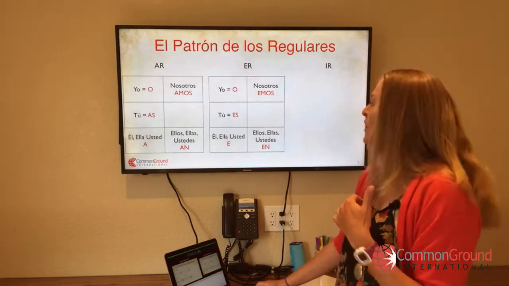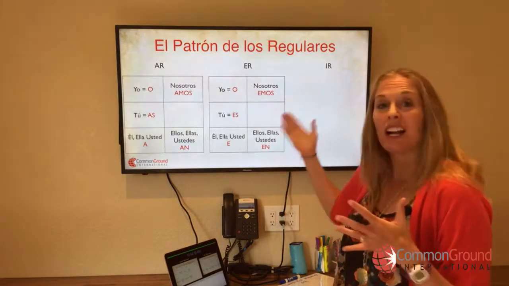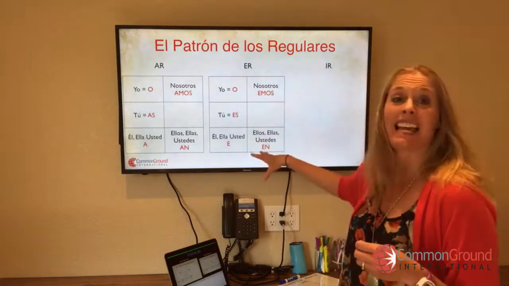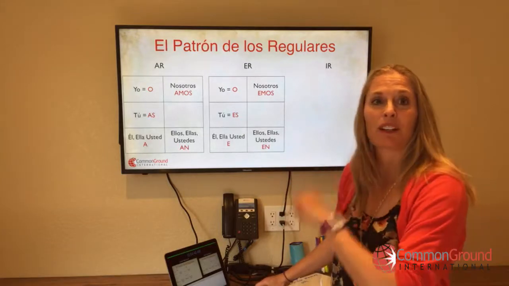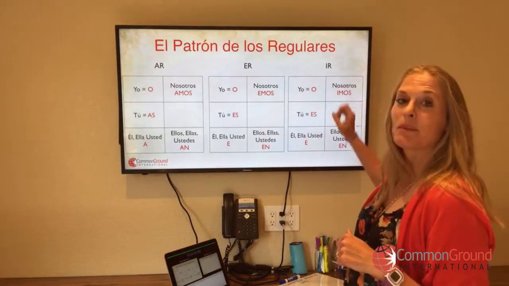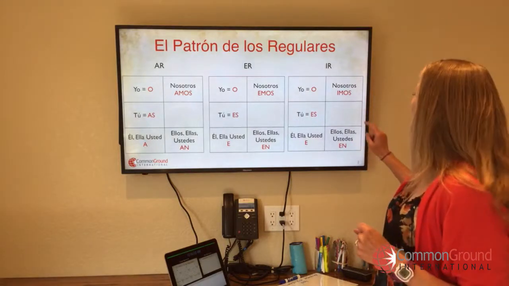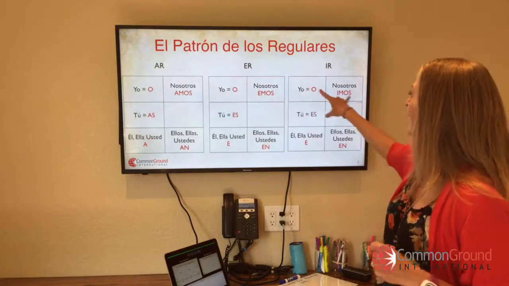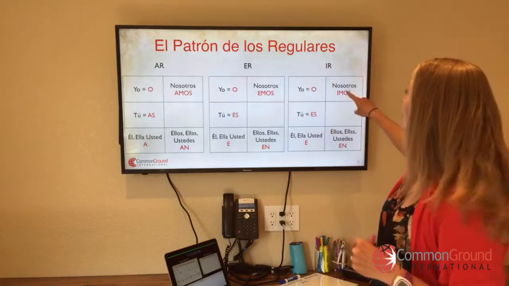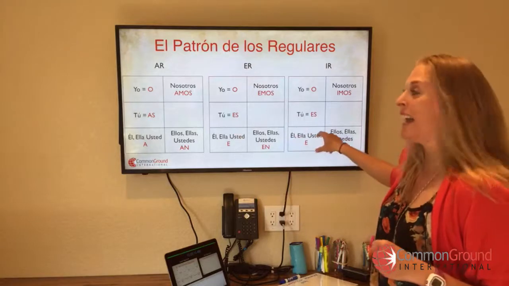ER, yo, o, tú, es, él, ella, usted, nosotros, emos, ellos, ellas, ustedes, en. Remember, you cut off the last part, either the AR, ER, IR of the infinitive, and add these endings. These are the endings you need to add. If you're confused, you need to go back to the last lesson and watch it. And then verbos de IR: yo, o, tú, es, él, usted, nosotros, imos, ellos, ellas, ustedes, en. So noten que la diferencia aquí entre nosotros en verbos de ER y nosotros en verbos de IR es emos e imos, and the rest es igual, okay?